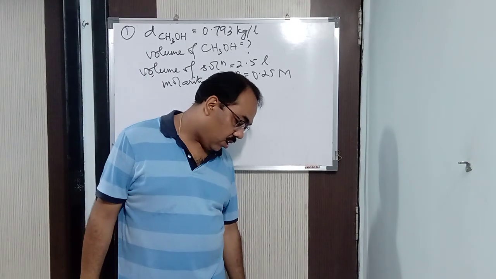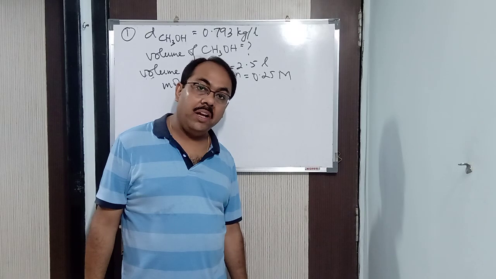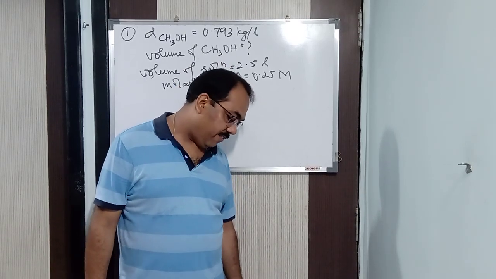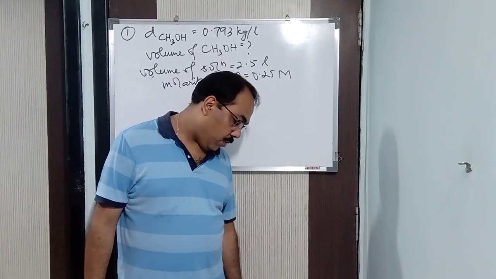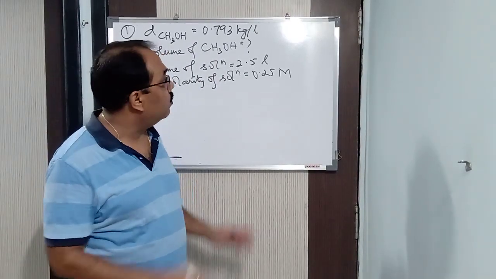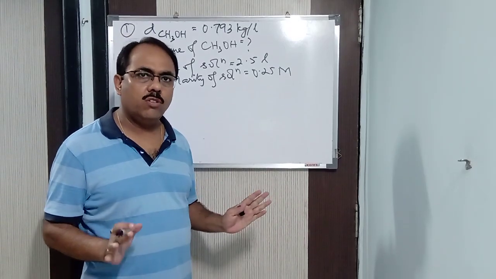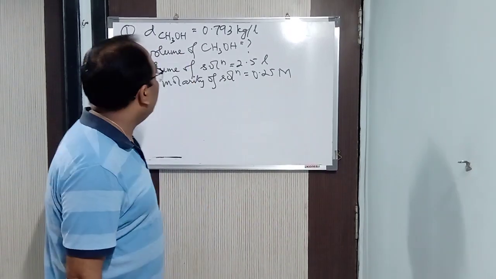If the density of methanol is 0.793 kg per liter, what is its volume needed for making 2.5 liter of its 0.25 molar solution? I am dictating the question, you write it down in your classwork notebook, and then the solution which I am doing will be easy for you. Alright, now see what is being given.